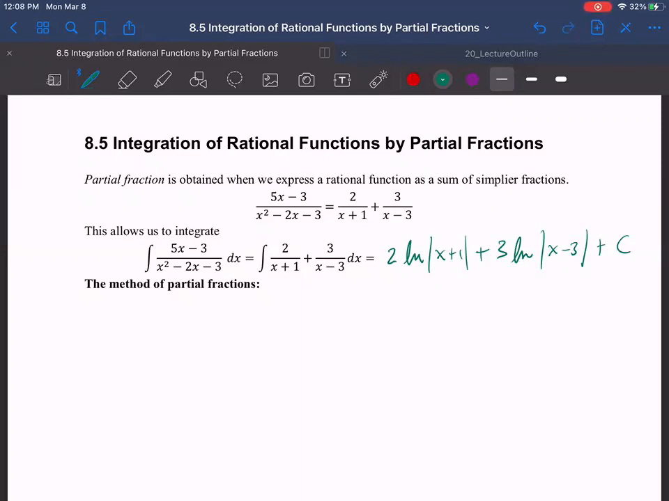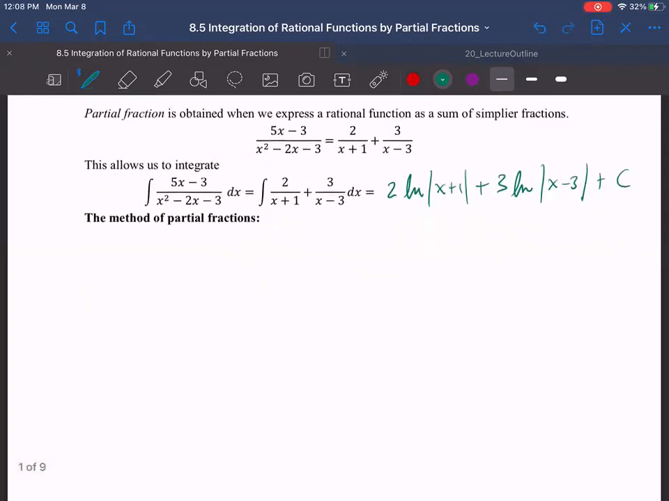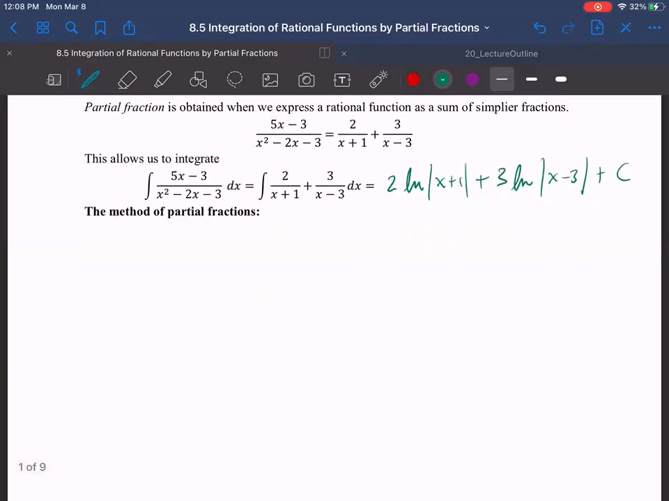So anyway, how in the world do we start to come up with that? Well, if we look at this one, we start with 5x - 3. In other words, how do we get to the partial fractions here? And then we have the x² - 2x - 3. We can actually factor that, right? So this actually will become (x + 1)(x - 3). Everybody agree with that? Okay.